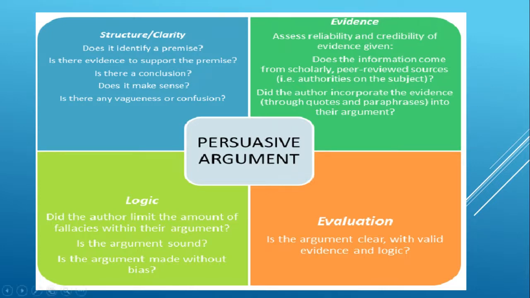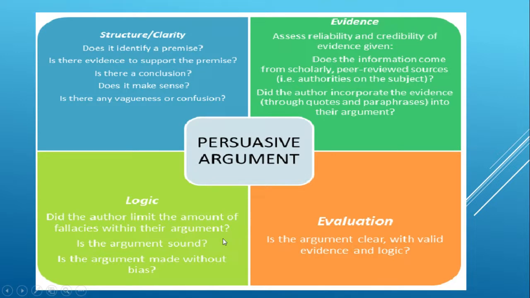Did the author incorporate the evidence through quotes and paraphrases into their arguments? That's what you have to do. You have to read what the author wrote and then incorporate their evidence into your arguments, into what you're writing. Logic. Did the author limit the amount of fallacies within their argument?